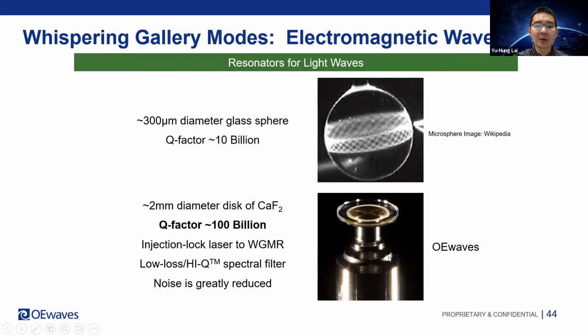And at OEwaves, we make a 2 millimeter diameter disc of calcium fluoride, and we achieve a world record high quality factor of around 100 billion. This kind of whispering gallery mode resonator can injection lock the laser and can be used as a low loss spectral filter to reduce the noise.